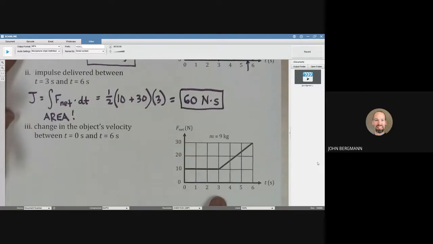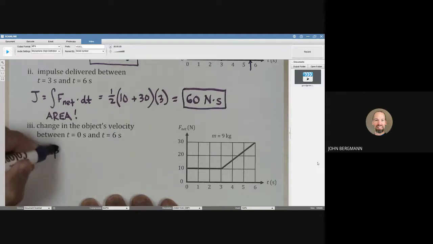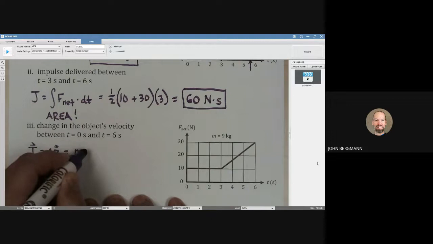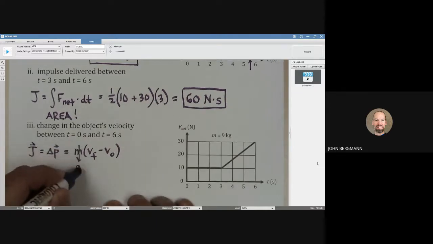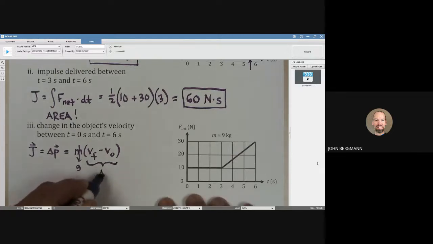All right, let's finish this. I've reproduced the graph so we can continue looking at it. What's the change in the object's velocity? The big picture that was a few videos ago said that the impulse is equal to the change in momentum, called the impulse momentum theorem. And for the change in momentum, we're assuming the mass doesn't change, but the speed will change. We've got the mass. The mass is 9 kilograms. This is one of those problems that's a little bit rare in the sense that we're not asking for the initial velocity or the final velocity. We're just asking for the change. So delta V is what we want.